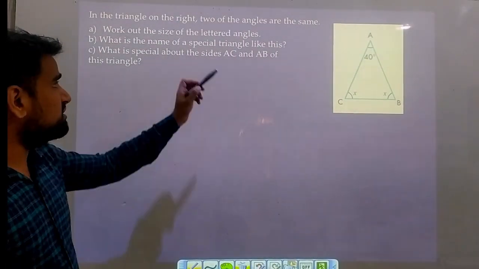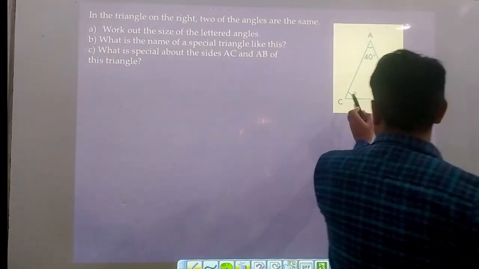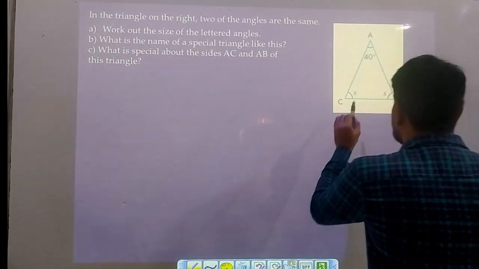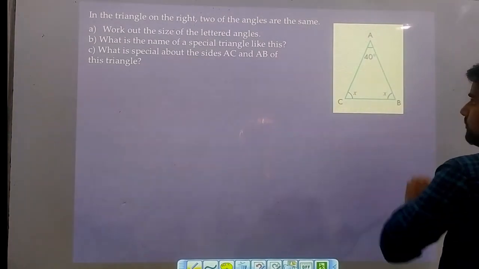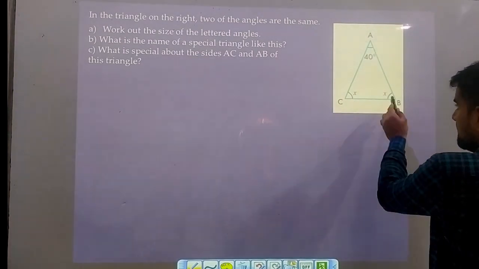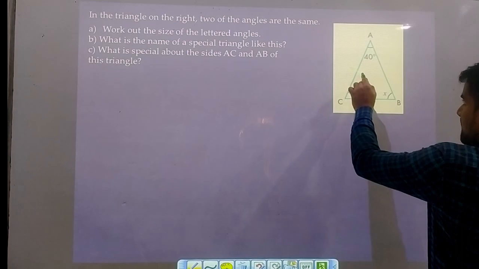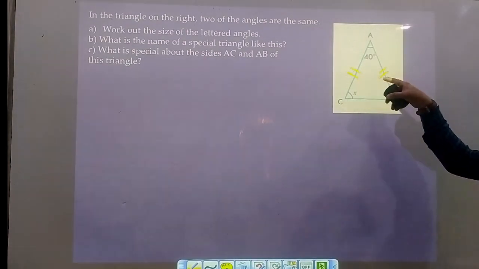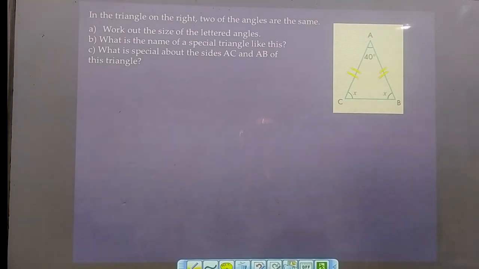Okay, so work out the sizes of the angles. These two angles we need to find. All right, so how will we measure these angles? Here you can see that this angle is 40 degrees, and this one is x, and this one is x. That means the sides opposite these two equal angles are always equal to each other.